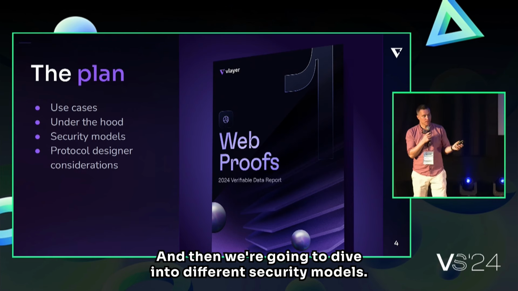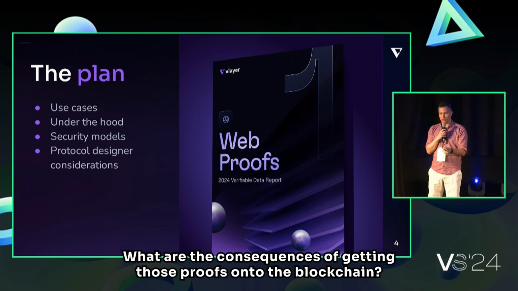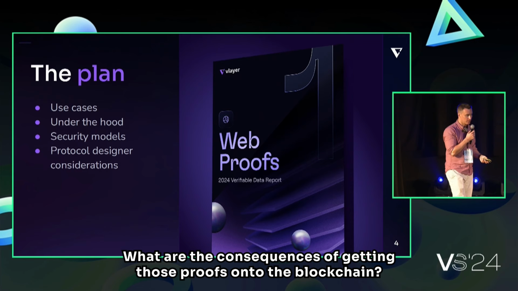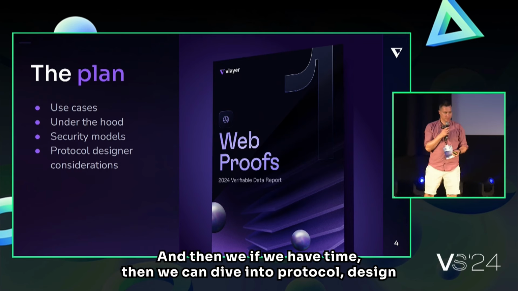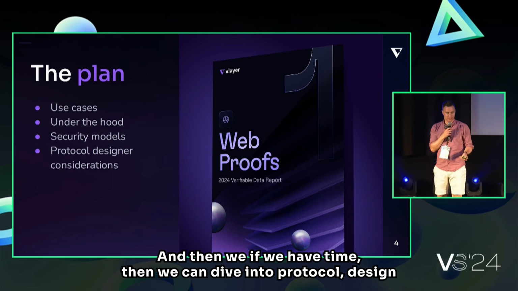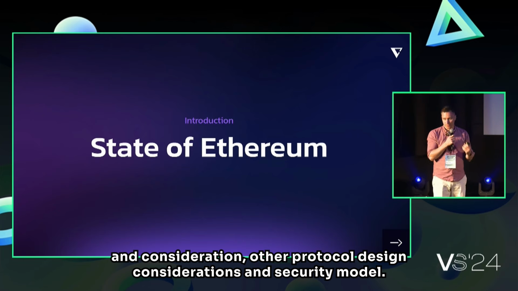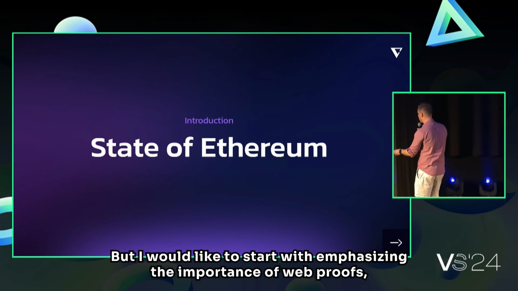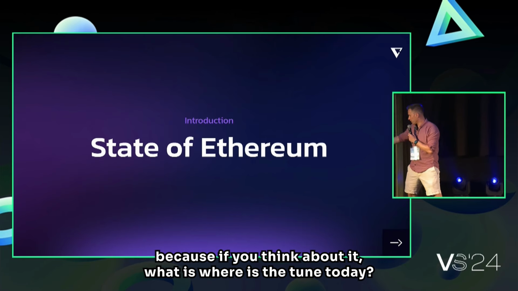Then we're going to dive into different security models. What are the consequences of getting those proofs onto the blockchain? And then if we have time, we can dive into protocol designer considerations other than the security model. But I would like to start by emphasizing the importance of web proofs, because if you think about it, where is Ethereum today?